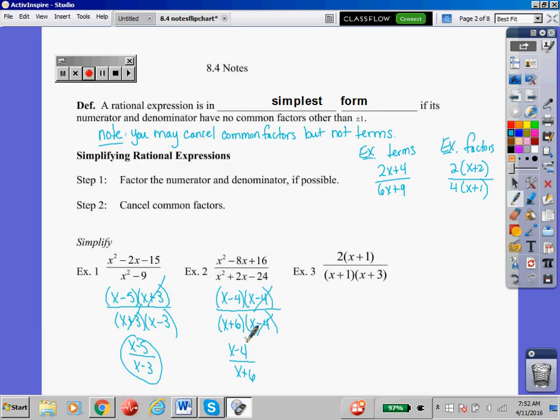All right, example 3, don't multiply it out and then refactor it. It's already factored for you, so the x plus 1's cancel, and you end up with 2 over x plus 3. All right, any questions on the first one?